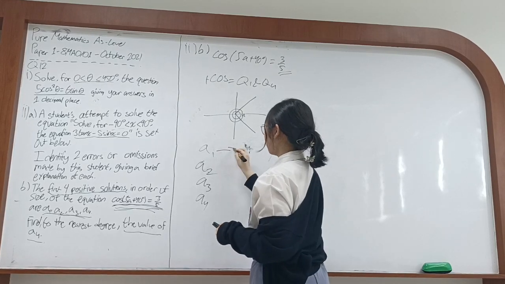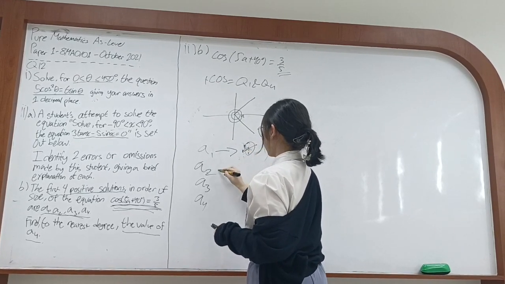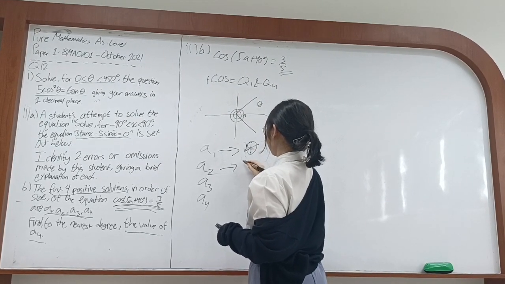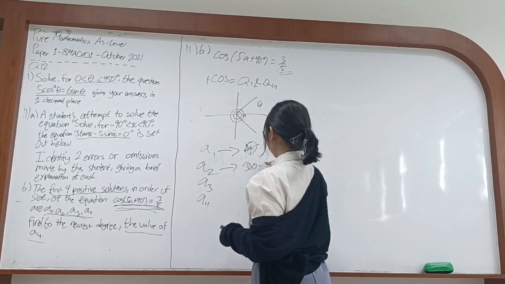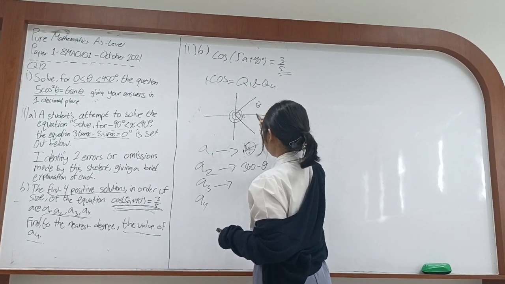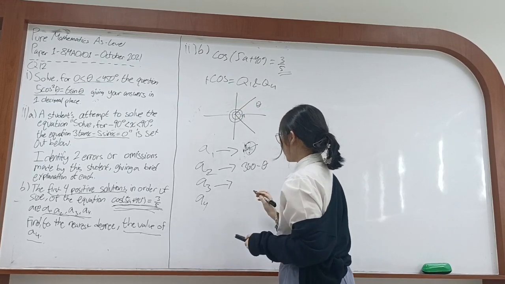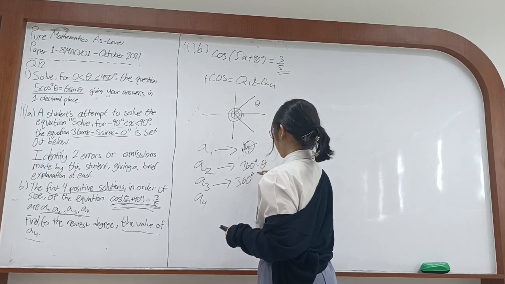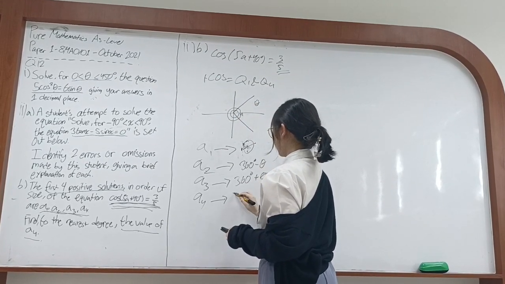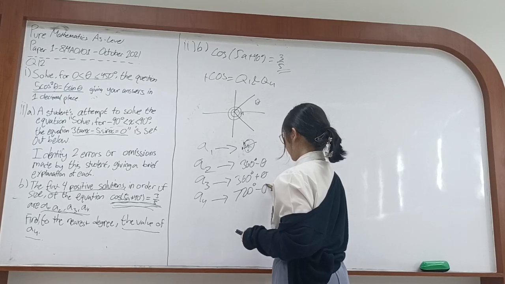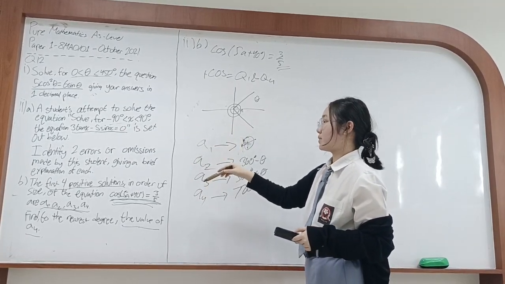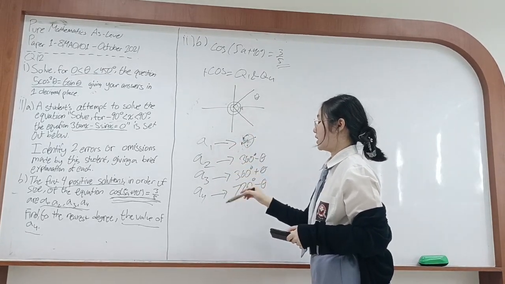So for A1, that means it will be theta. For A2, alpha 2, it will be 360 minus theta. Then A3 is going up again to another full circle, so that means it's 360 plus theta. And since we're going for another one, A4 will be 720 minus theta. So let's go find all the angles for A1, A2, A3, and A4.